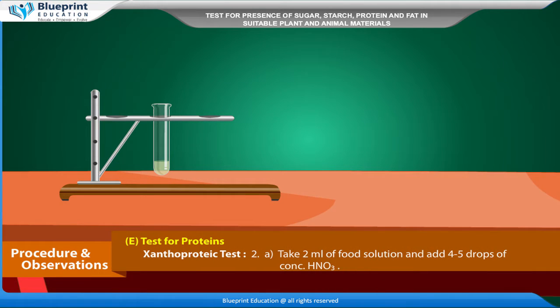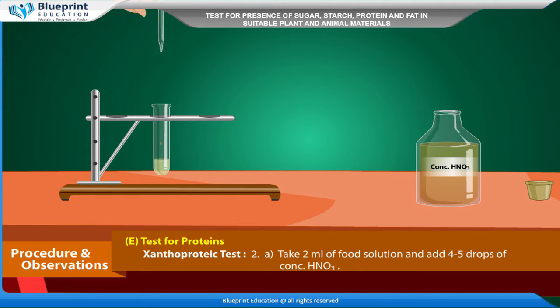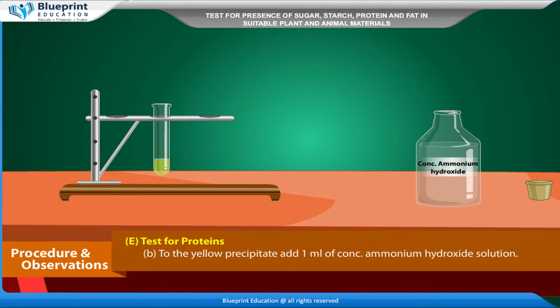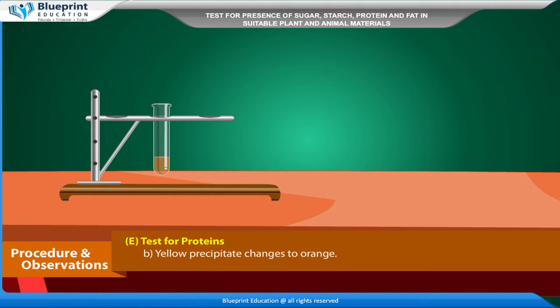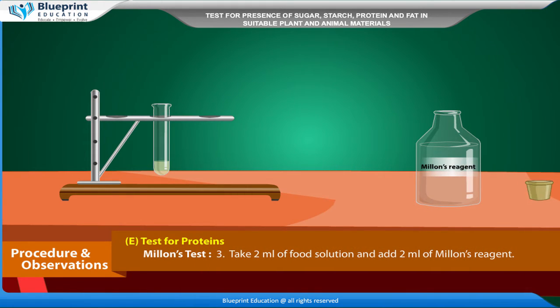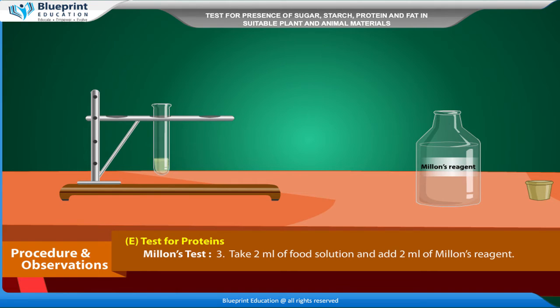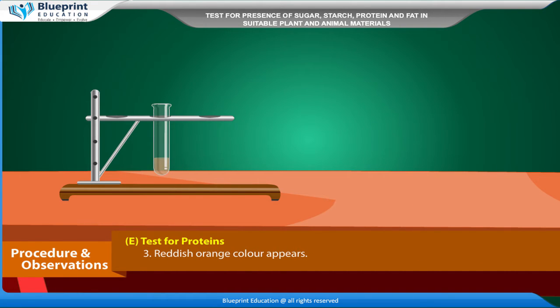Inference: proteins are present. Xanthoproteic test. Take 2 ml of food solution and add 4 to 5 drops of concentrated HNO3. Yellow precipitate appears. Proteins are present. To the yellow precipitate, add 1 ml of concentrated ammonium hydroxide solution. Yellow precipitate changes to orange. Proteins confirmed. Millon's test. Take 2 ml of food solution and add 2 ml of Millon's reagent. Reddish orange color appears. Proteins are present.